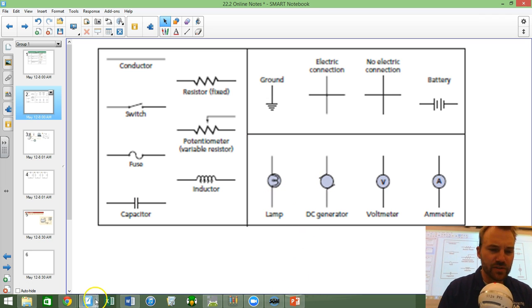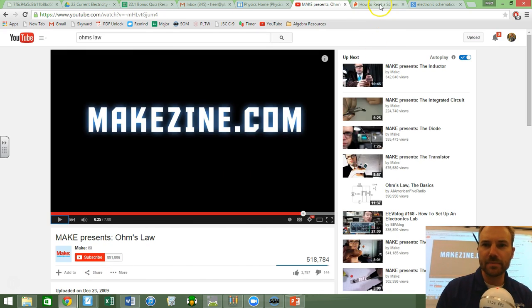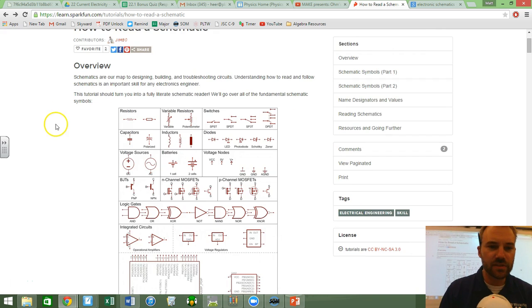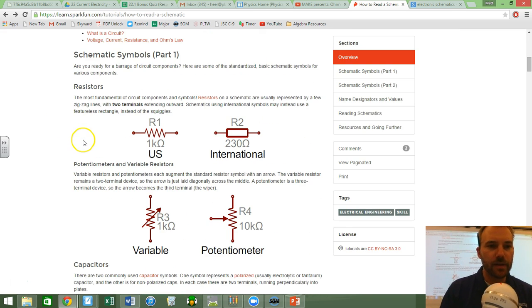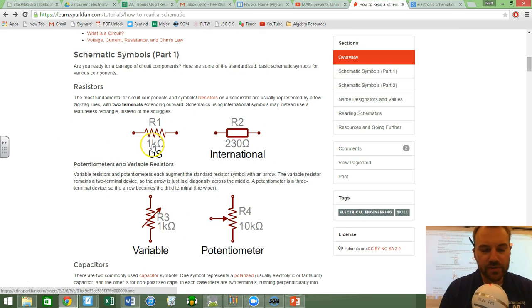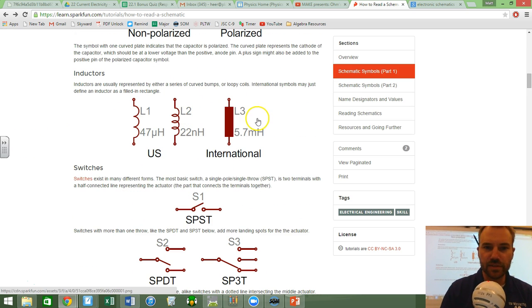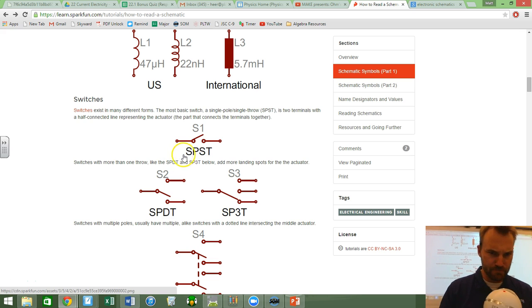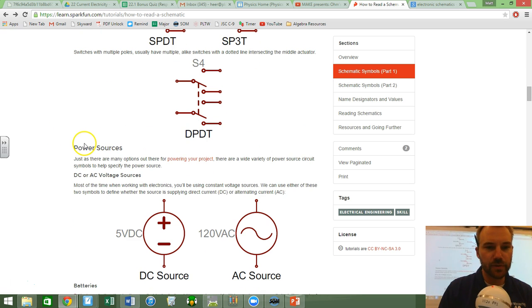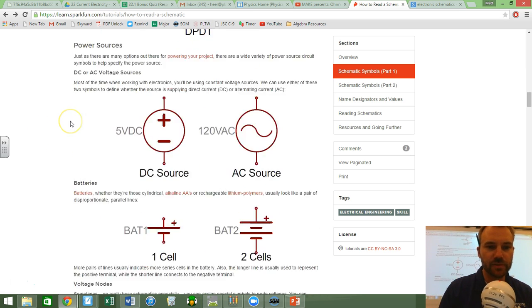There's literally a slew of different types of schematics. I went on SparkFun's website just to pull up a bunch to show you. Here's resistors, 1,000 ohms, 1 kilo ohm, variable resistors, capacitors, inductors, SPST, single pole, single throw. That's what that stands for. Single pole, dual throw, dual pole, dual throw, all sorts of stuff.